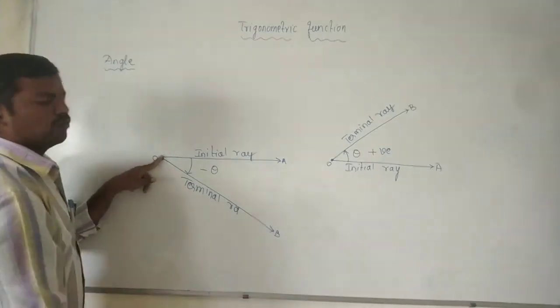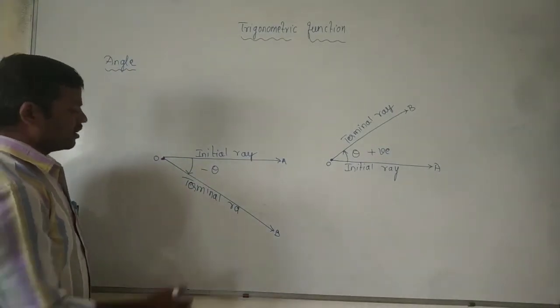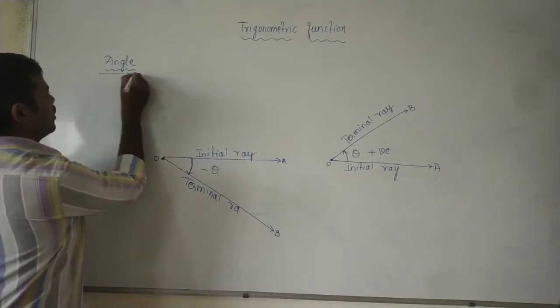We will rotate this OA, that is the initial ray. So how much it is formed, for that we call it an angle.